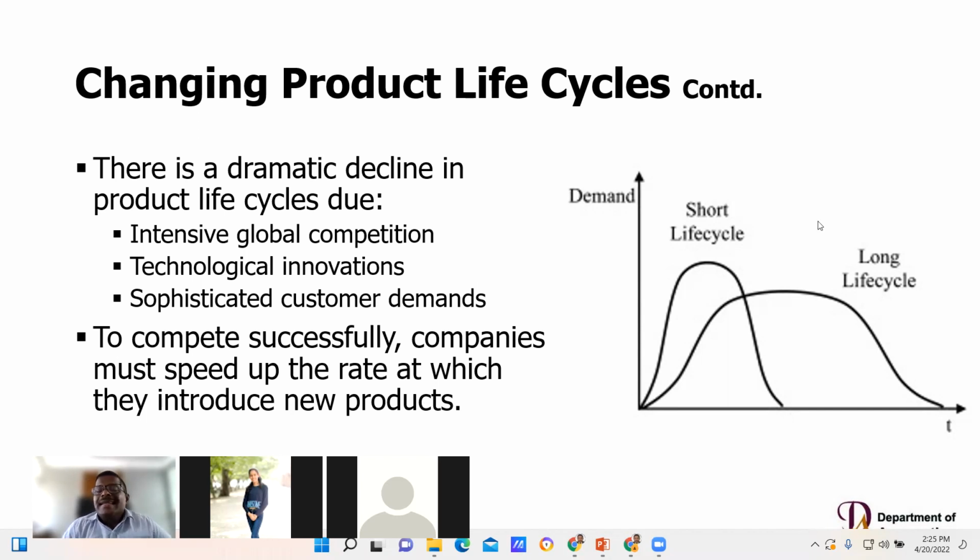Here, since the life cycle is becoming shorter and shorter, what happened due to new technology and due to global innovation, sophisticated demand? What you have to do? You have to do research and development. You have to get more information. Then only you can change the product.